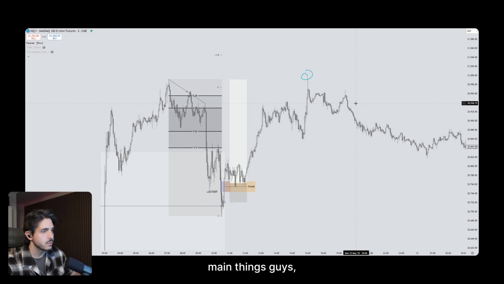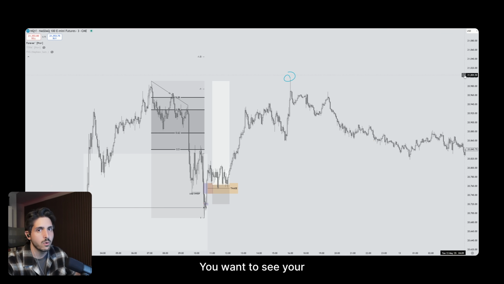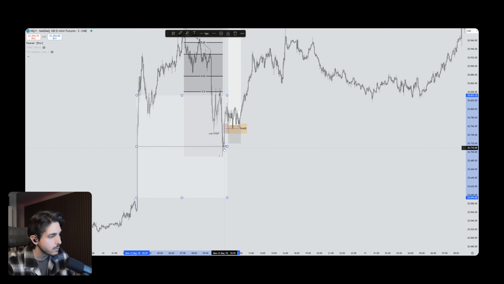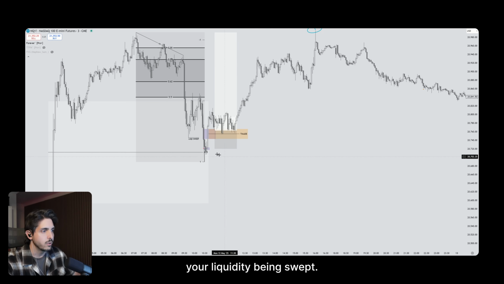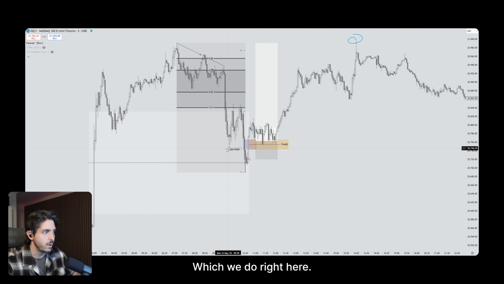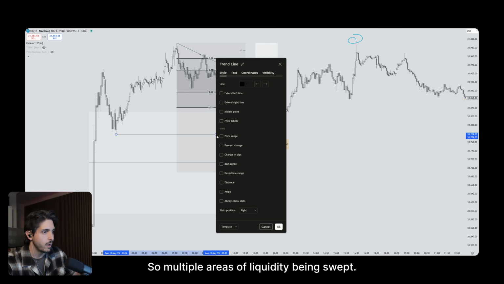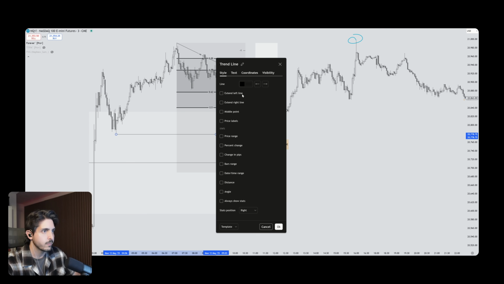But yeah, main things, guys. Main things, right? You want to see your higher time frame imbalance, which we have right here. Okay. You want to see your liquidity being swept, okay, which we do right here. We've also swept this liquidity here as well. So multiple areas of liquidity being swept.